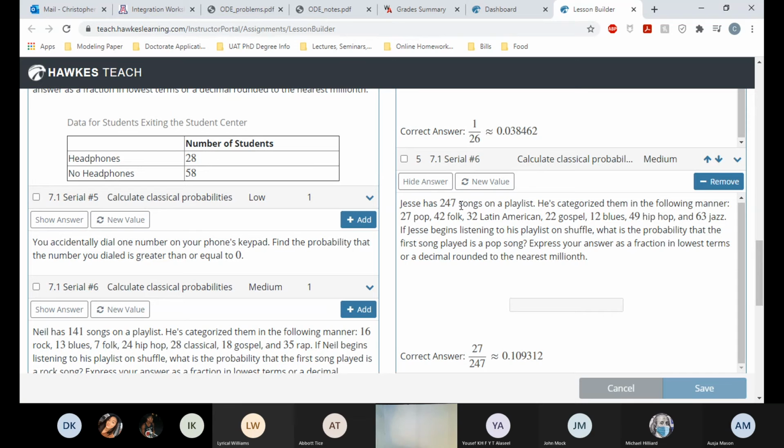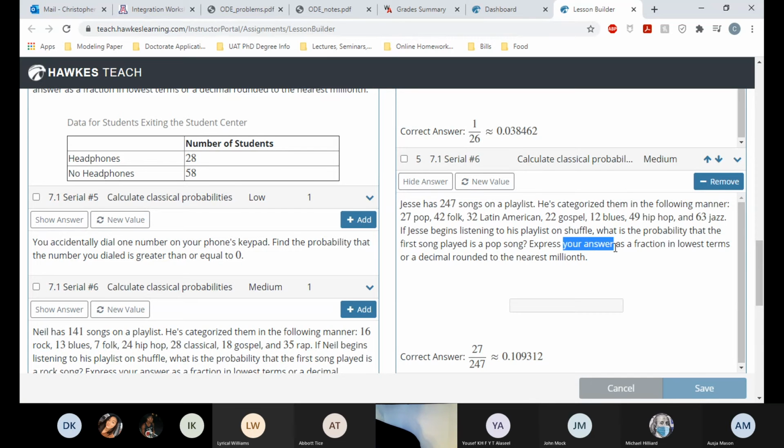If we want the probability that the first song played is a pop song, all we have to do is take the number of pop songs over the total number of songs. And that's exactly what they did here. Now, when you're plugging in your answer, right? So I'm assuming we could all get this, right? So then what about plugging in the answer?